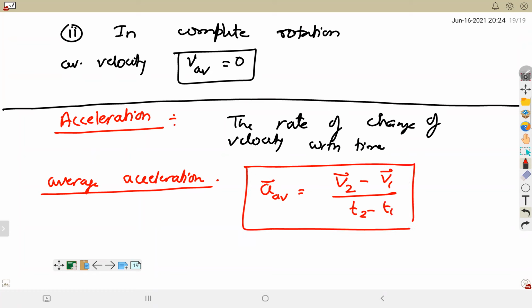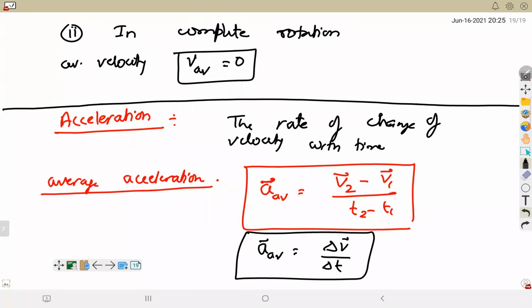Sign convention as in, if suppose velocity is towards east, it is positive, then west it will be negative. Only that sign convention we have to follow for one dimension. Average acceleration is change in velocity vector divided by time taken. And the direction of average acceleration will always be along the change in velocity. If velocity is increasing, it will be in the direction of velocity vector. If velocity is decreasing, it will be opposite to that.